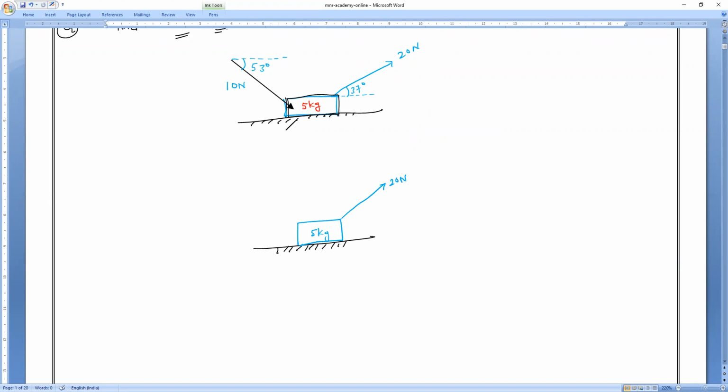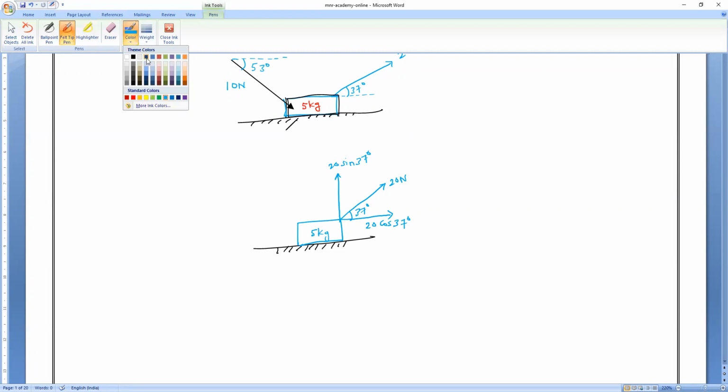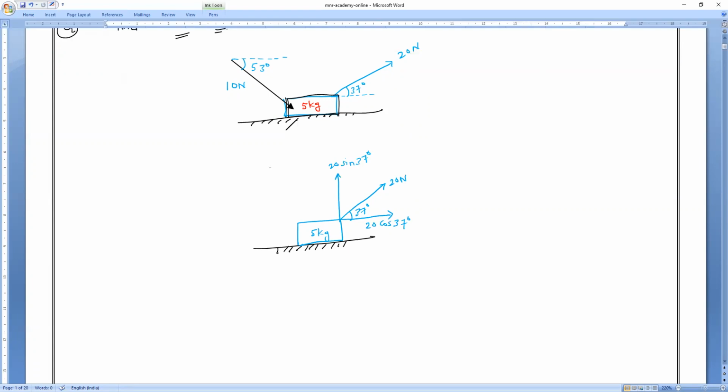It is inclined with the surface. Surface means x-axis, so 37 degrees means 20 cos 37. And the y-axis is 20 sin 37. You should get involved and tell me, because we have already done many things on resultant force. On this side, the force is acting continuously; you can imagine it like this.